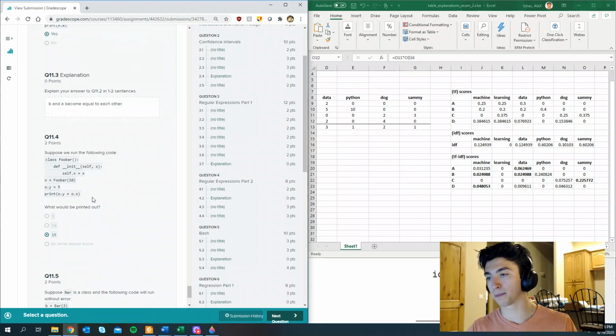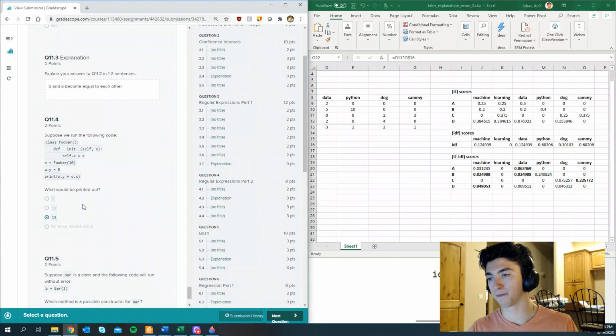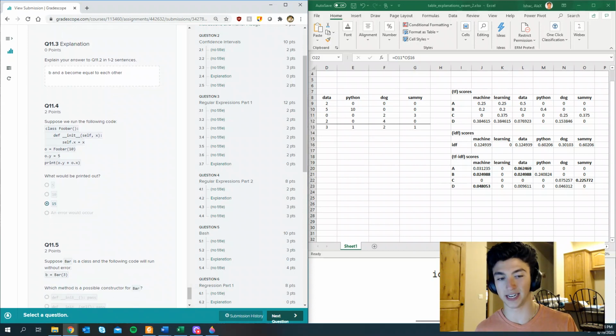What would be the printed output of the following code? And the answer is 15, because after setting the value o, lowercase o, to foobar with the value 10 passed to it, the value of o.x becomes 10, and the value of o.y becomes 5. So the value of o.y plus o.x should be 15, and that is exactly what gets printed out, 15.